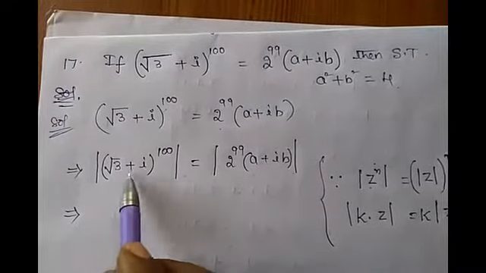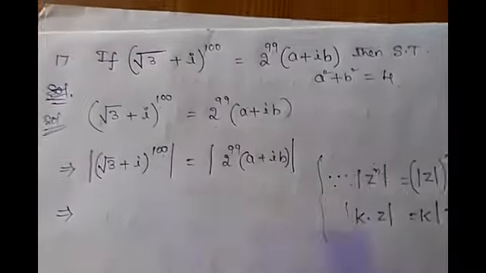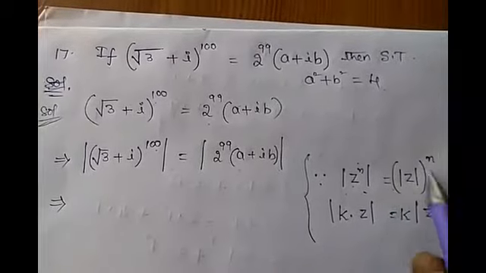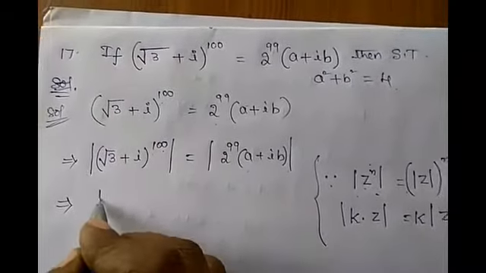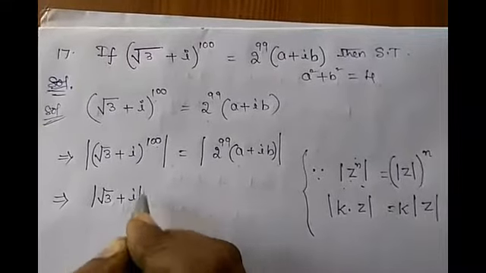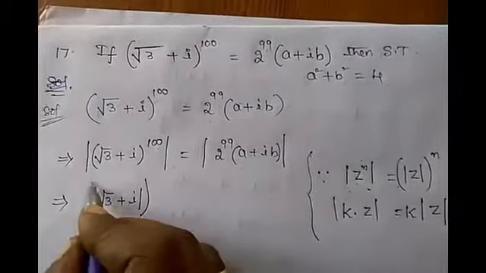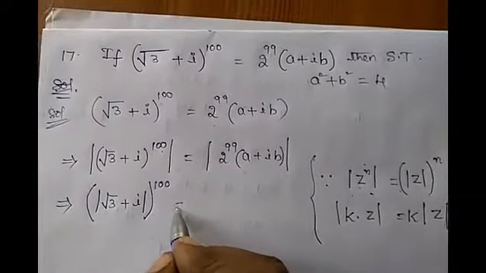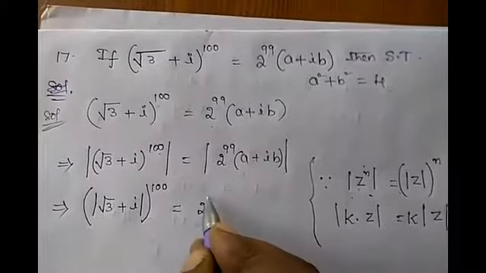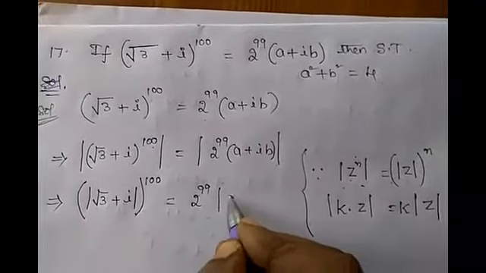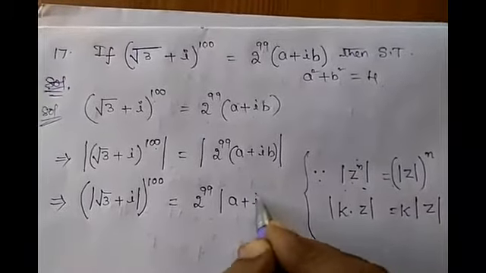Modulus of (root 3 plus i) whole power 100. Here we are using the property: modulus of z power n is equal to mod z whole power n. So you can find the modulus of root 3 plus i and then do power 100, which is equal to, take 2 power 99 outside and find the modulus of the complex number a plus ib.